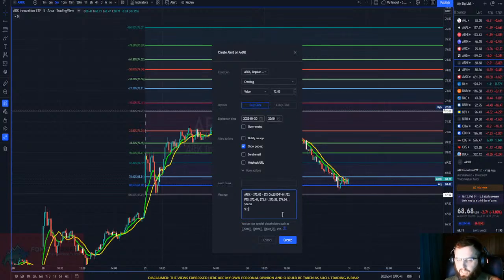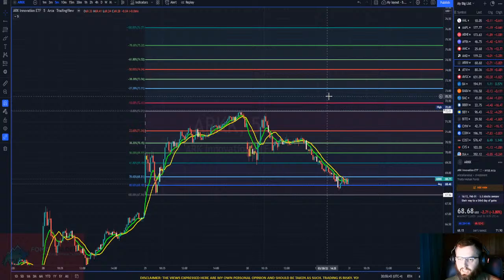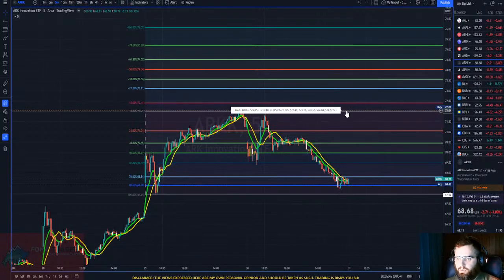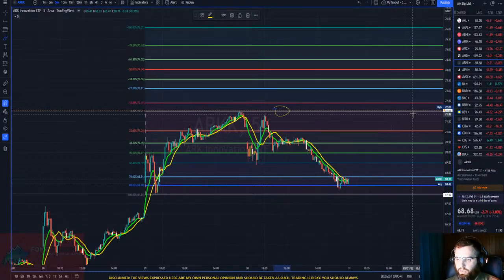Stop loss. So on the stop loss here, once again, we're entering on a break above this level. So we want to break above 72.05. But if we use the previous Fibonacci line as our stop loss, we're risking quite a bit. We're risking almost $1 there. That is a little too much.